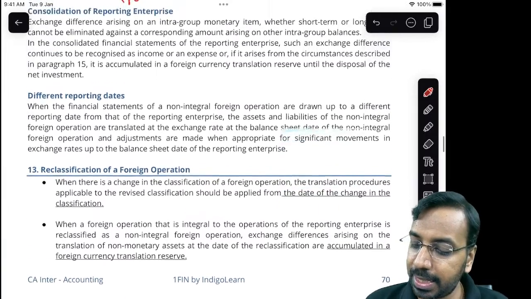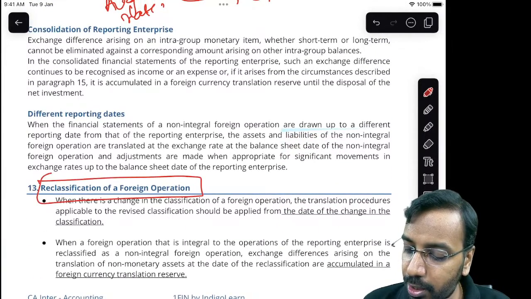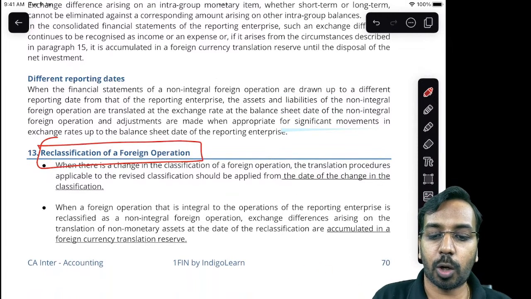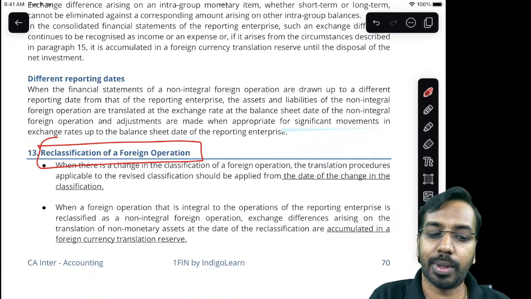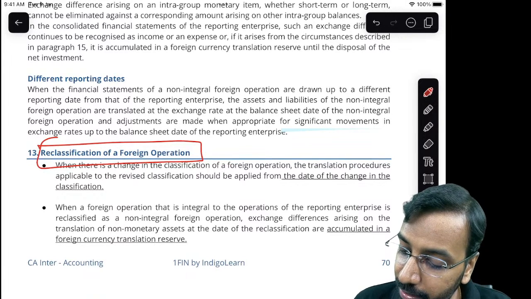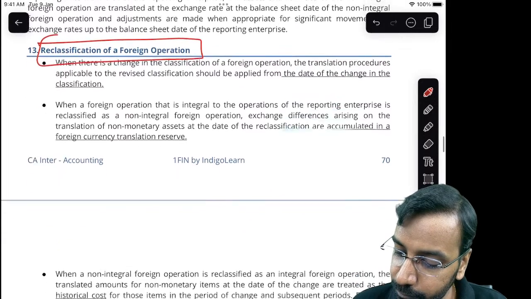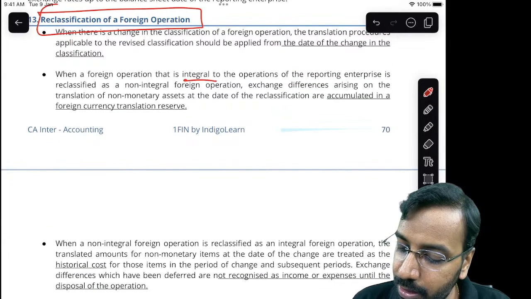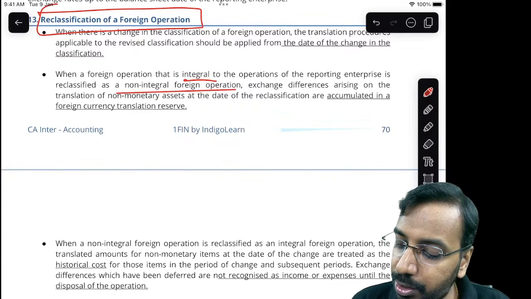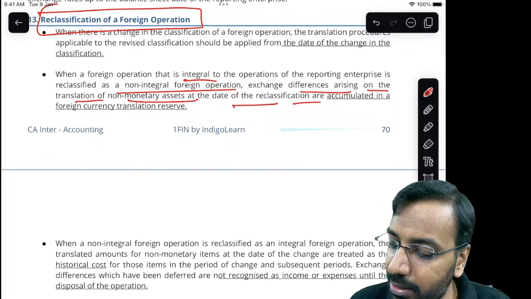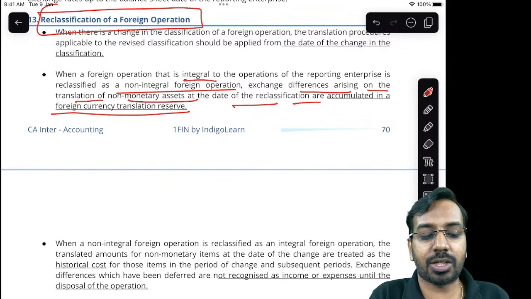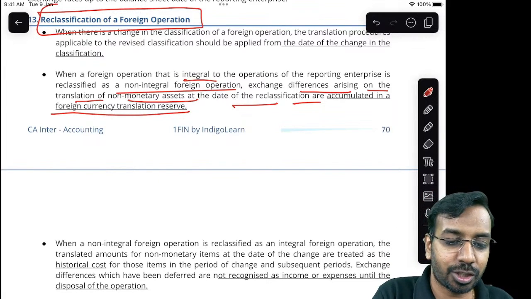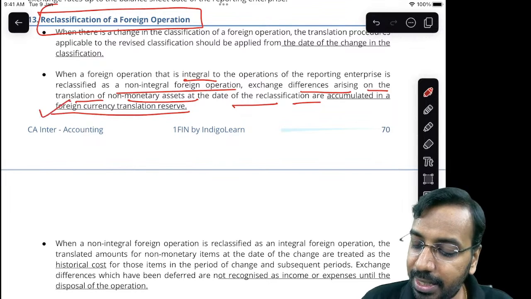Then, if you are reclassifying a foreign operation, means from integral foreign operation to non-integral foreign operation, or from non-integral foreign operation to an integral foreign operation, what you will do is, if it is integral and now it has become a non-integral foreign operation, exchange differences arising on the translation of non-monetary assets at the date of reclassification are accumulated in foreign currency translation reserve. So on the date of reclassification, whatever is the foreign currency exchange difference, that is accumulated in FCTR.